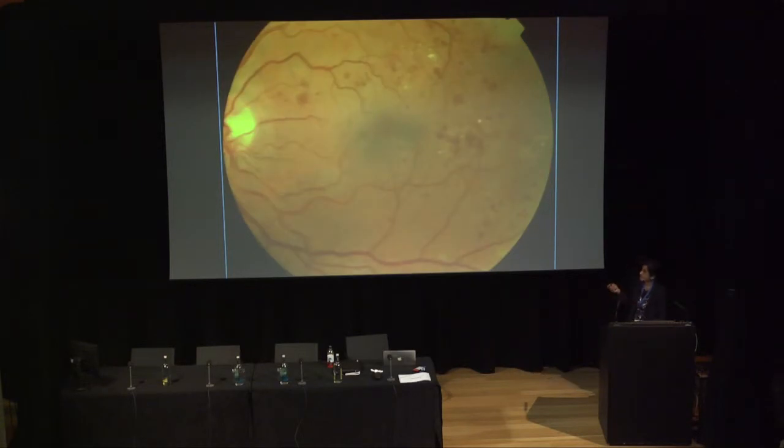So this is a patient with severe retinopathy. Again, these are the types of patients we look out for when we do screening for diabetic retinopathy and refer into hospital.